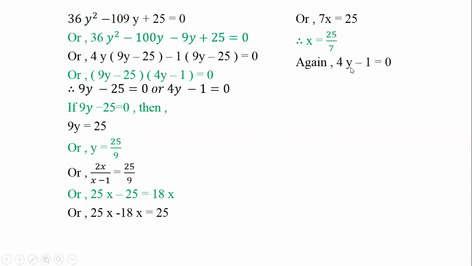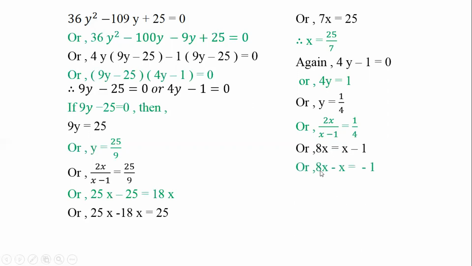Again 4y minus 1 equal to 0, so 4y equal to 1 or y equal to 1 by 4. If we put the value of y, then we get 2x by (x minus 1) equal to 1 by 4. After calculation, we get 8x equal to x minus 1. 8x minus x equal to minus 1, 7x equal to minus 1. So finally, we get x equal to minus 1 by 7.